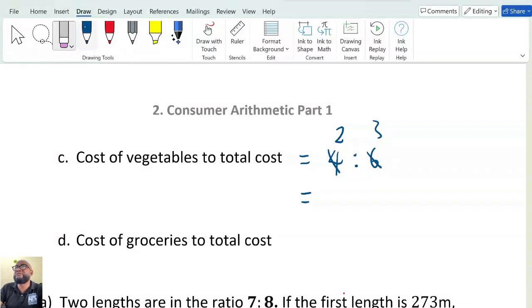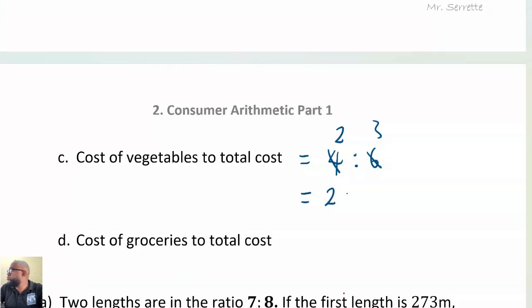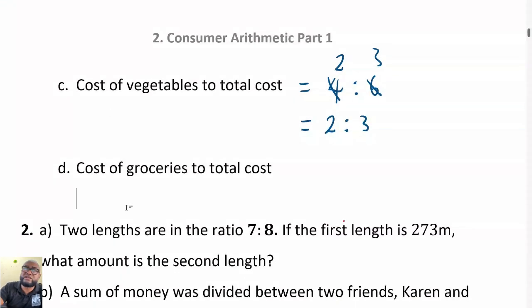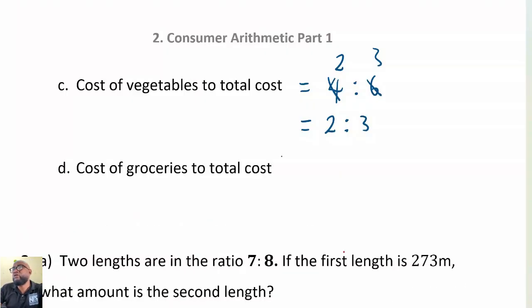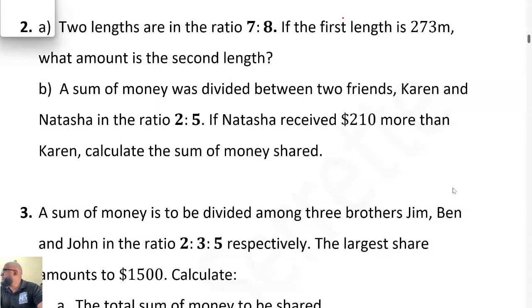So this will be equal to, call it my children, 2 to 3. Now it's cost of groceries to total cost, right? What's the cost of the groceries? 2 to total cost, 6. Reduce it. Excellent, my children. 1 to 3. Everybody good here? The questions above, we were just writing all the ratios. We weren't really solving anything, right? So let's proceed to actually solve a question involving ratios.